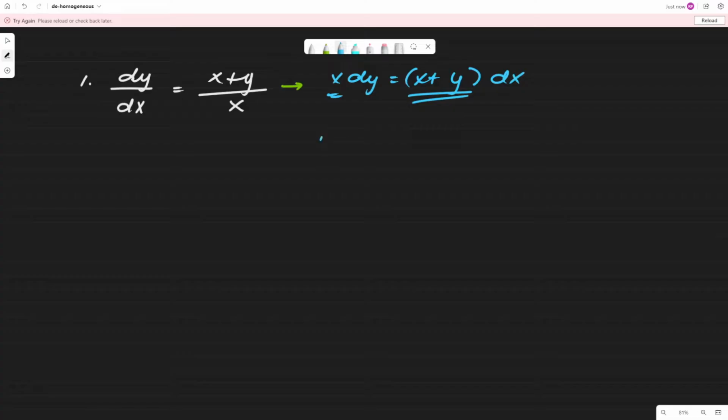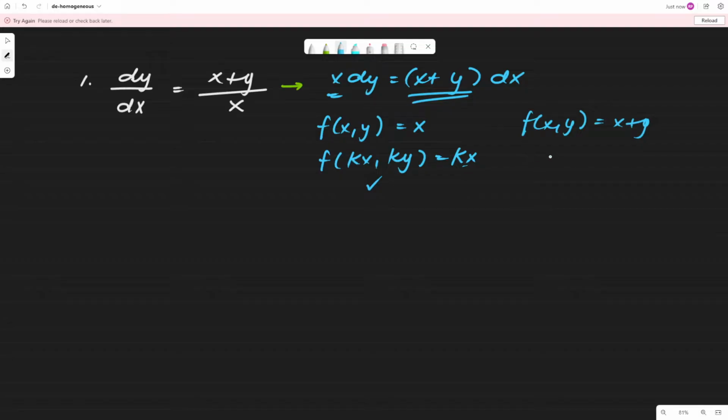So, we have f of x, y is equal to x. Then, f of kx, ky is equal to kx. Substitute natin x with kx. So, since kx, yung x na yung original function natin, this is already homogeneous. Check na yan. Then, the other one, we have g of x and y is equal to x plus y.